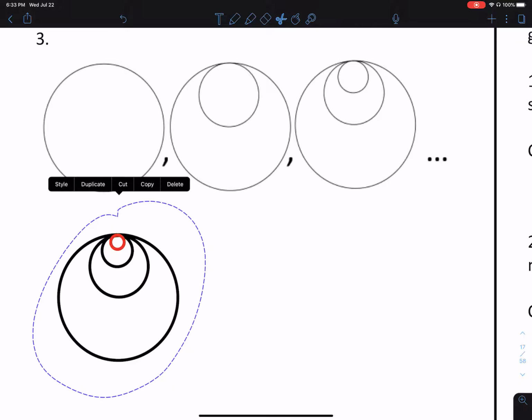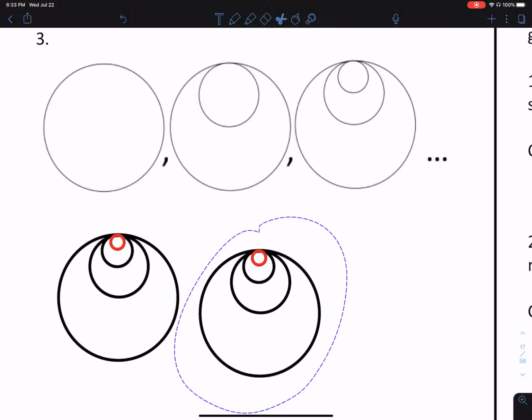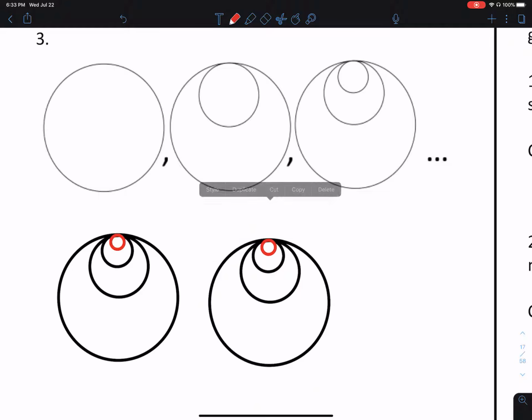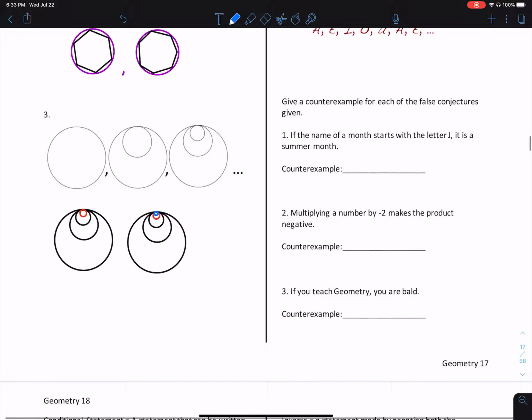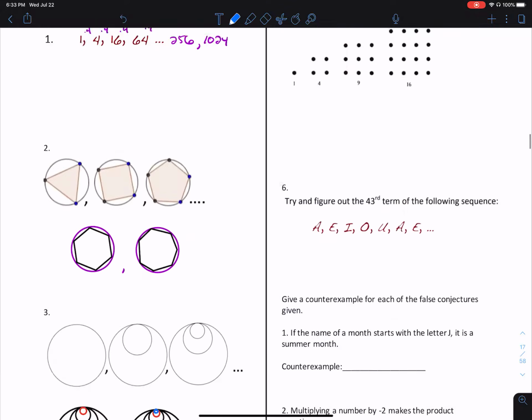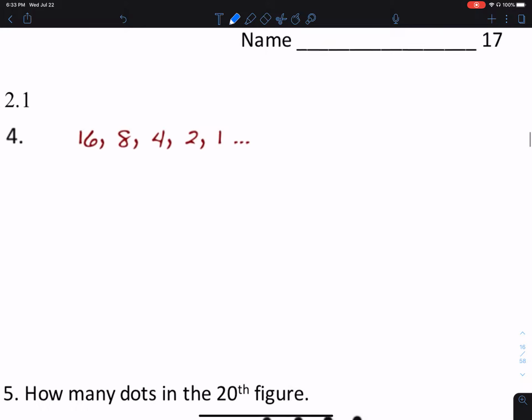And then I think it would be reasonable to assume that the next shape is going to have another circle inside that circle, half of its size. Can't draw one that small. There we go. Conjecture, an educated guess.